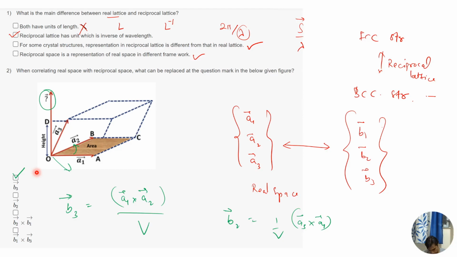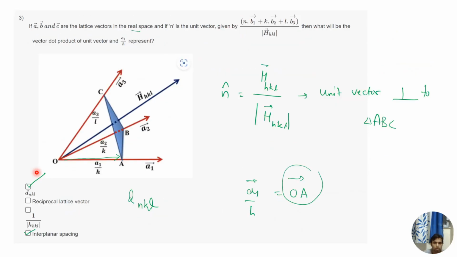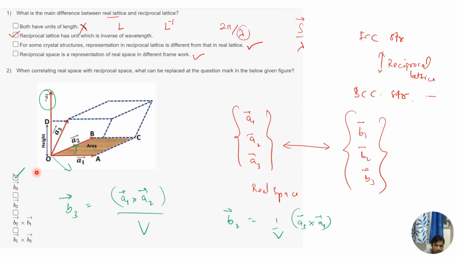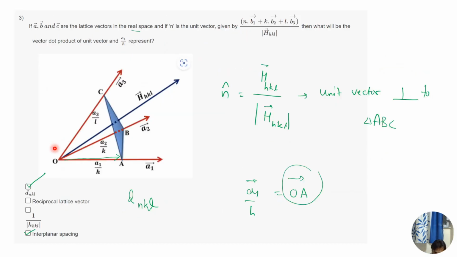Okay, got it. So if it is a triclinic structure, a1, a2, a3 will have a particular angle, right, sir? Yes, it will have a particular angle, but what's the problem in that? No, this question I understood, sir. Yes, got it. Go to the next.